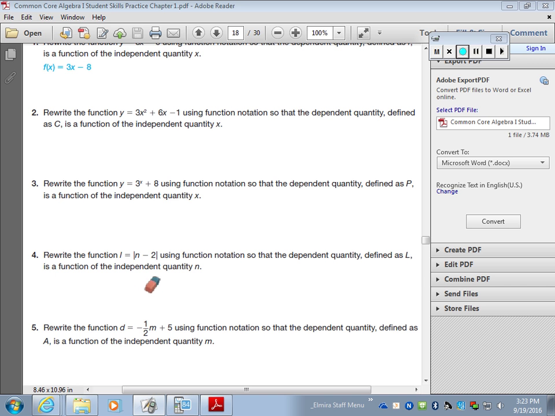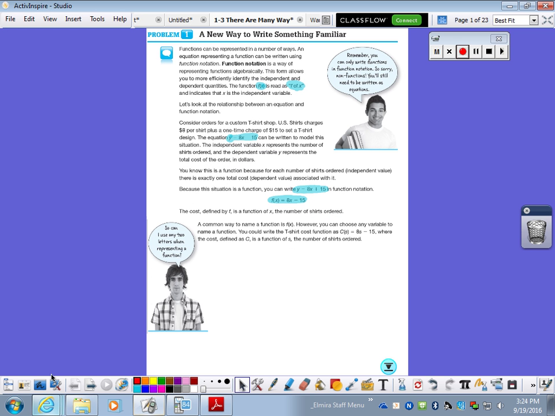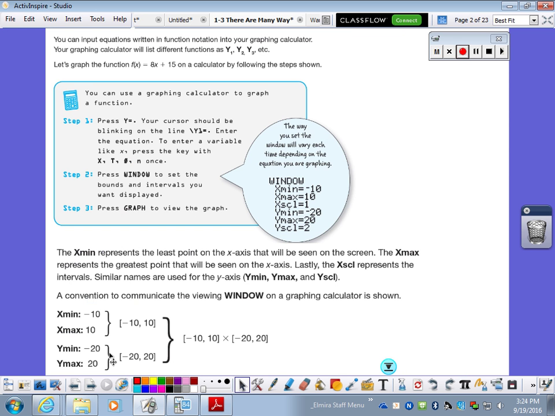So you can say f of n. It has to match variables, so be careful of that on your homework. And don't get too worked up in this section about what the different equations are. Okay, next part.